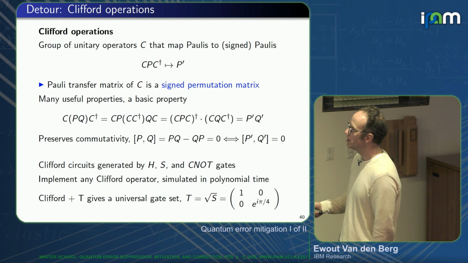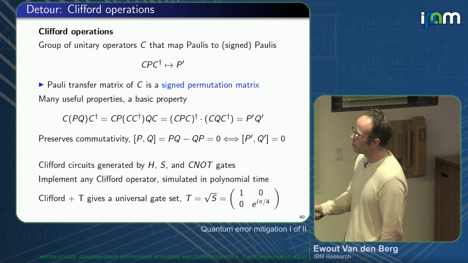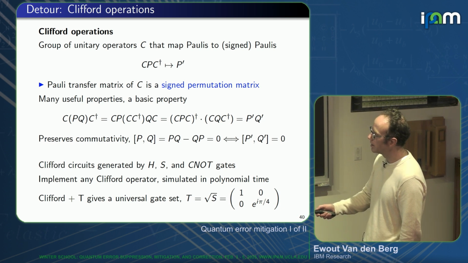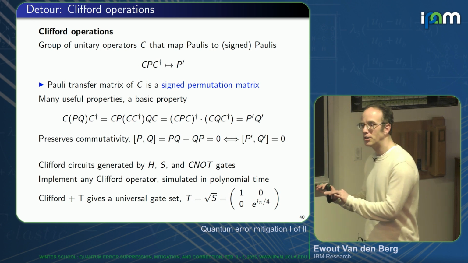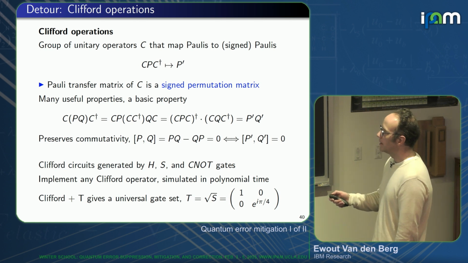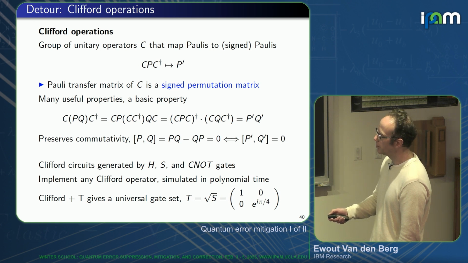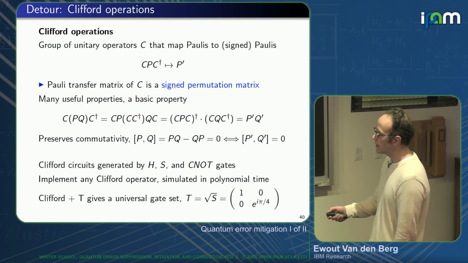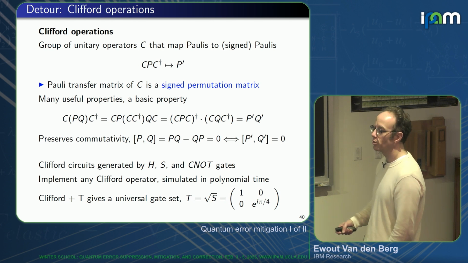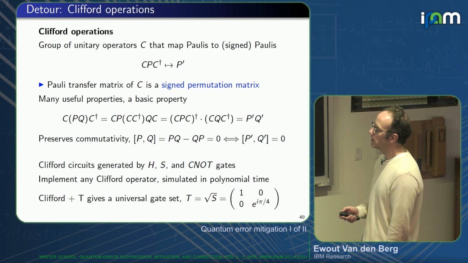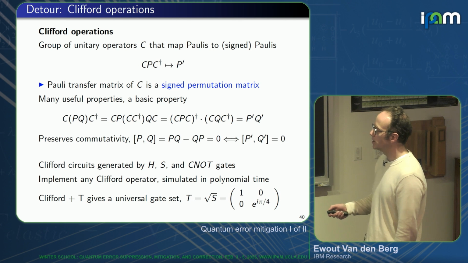So there are many useful properties. One of the properties is that if you apply a Clifford to a product of two Paulis, then of course you can just insert an identity here, and that means you have the product of the Clifford applied to each individual term. And using that, you can show that it preserves commutativity. So if Paulis P and Q commute, so that means PQ minus QP is 0, that happens if and only if your P prime and Q prime also commute. So for any two Paulis, commutativity under the Clifford operators is preserved.